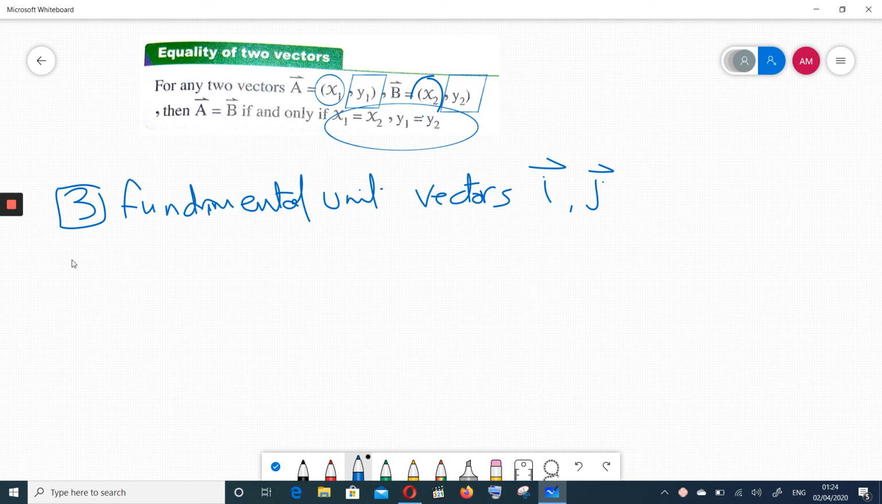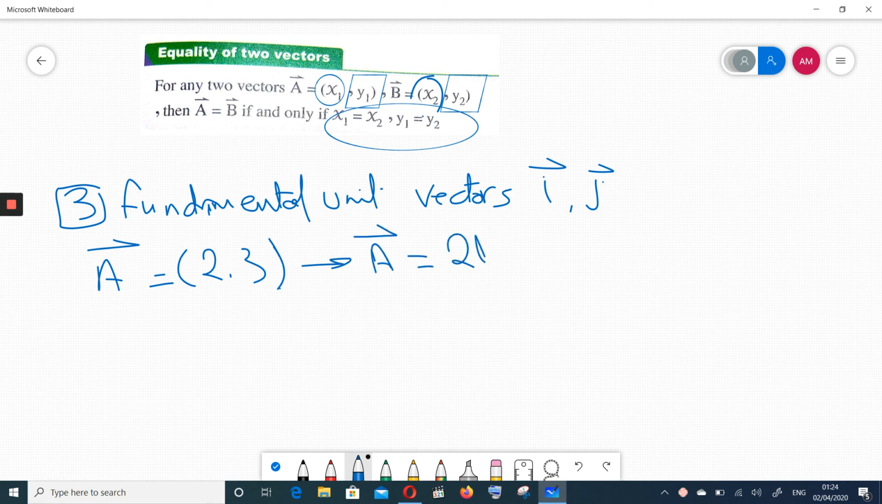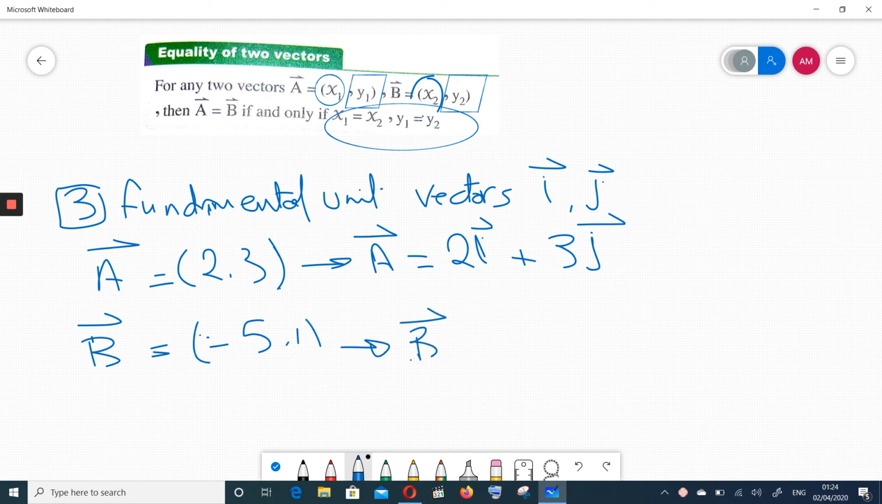For example, if vector A is 2 and 3, to write it using the fundamental form, vector A equals 2i plus 3j. The same thing for vector B equals negative 5 and 1. Using the fundamental method, vector B is going to be negative 5i plus 1j, but we don't write the 1.